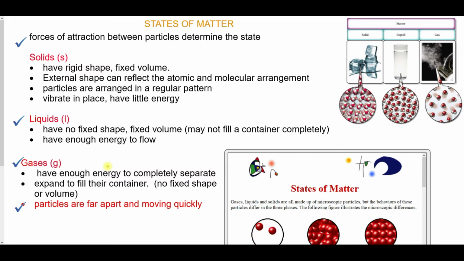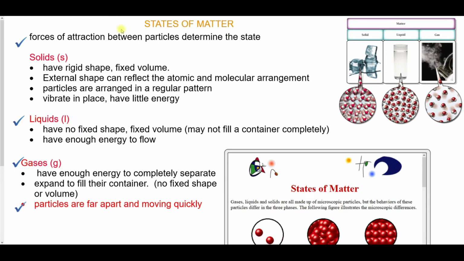The liquids, and we see our abbreviation S for solid, and for liquid, that's supposed to be an L. They have no fixed shape, but they have a fixed volume. They don't fill the container completely, and they have enough energy to flow. Gases have enough energy to completely overcome those forces of attraction, so they completely separate. They have high energy, they're far apart and moving quickly.